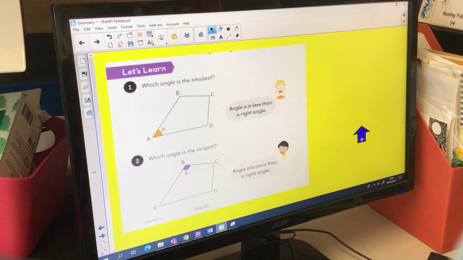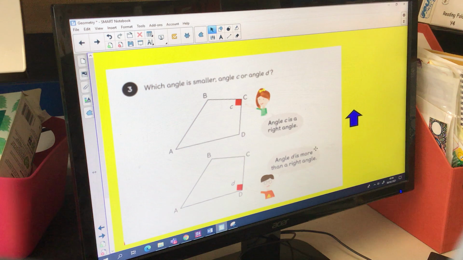Which angle is the largest? Well, little boy's thinking, well, he knows that B looks bigger than a right angle. Maybe the other ones don't look as wide as that. So he's already using again his knowledge of that right angle, which really is helpful when you're looking at angles, you know, saying to himself it looks bigger than that. So if you know what a right angle looks like, you can then use that knowledge and skill to compare other angles. Which angle is smaller, angle C or angle D?